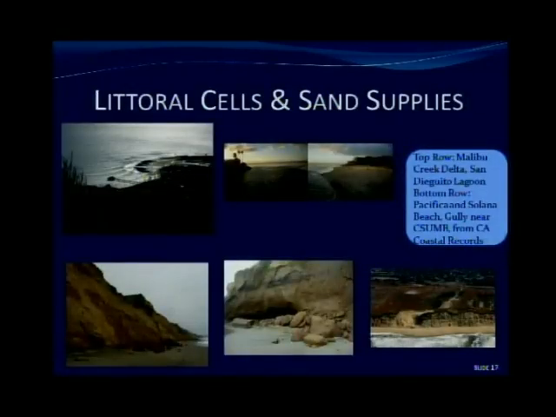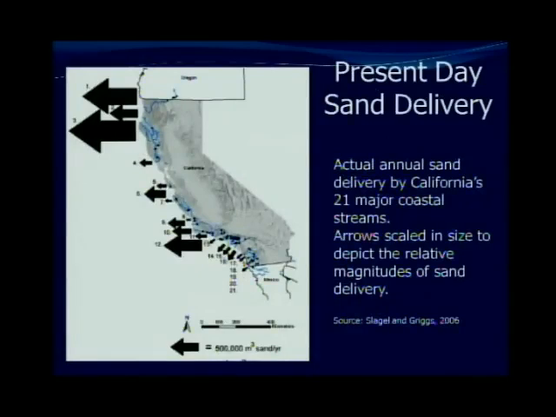And then these are some of the littoral sand supplies. These river deltas, bluff erosion, and gullying along the coast. These are natural sources for sand getting to the shoreline and being part of the littoral cells.